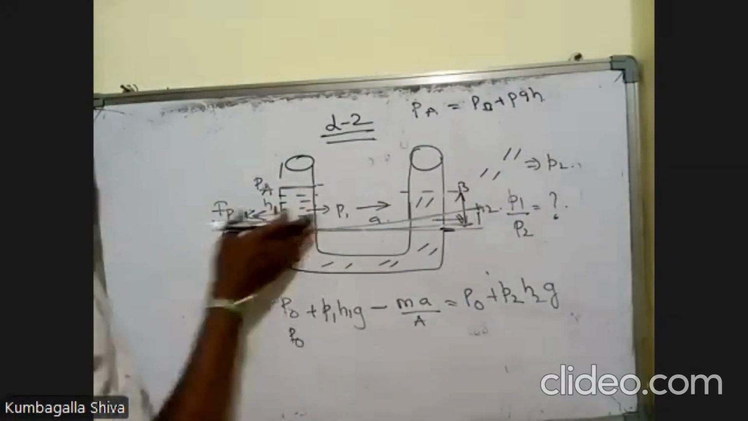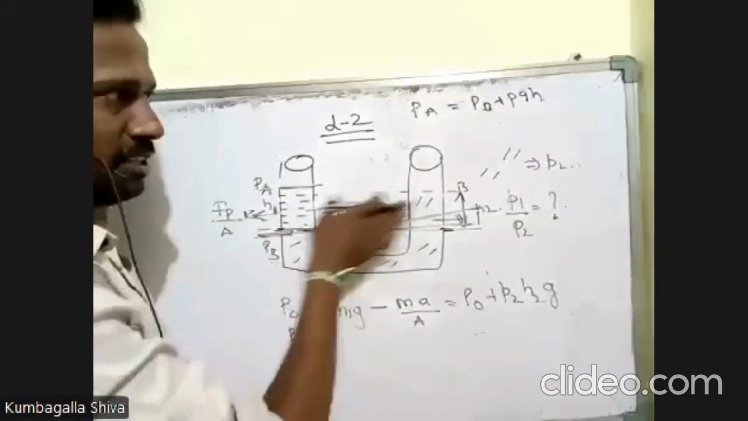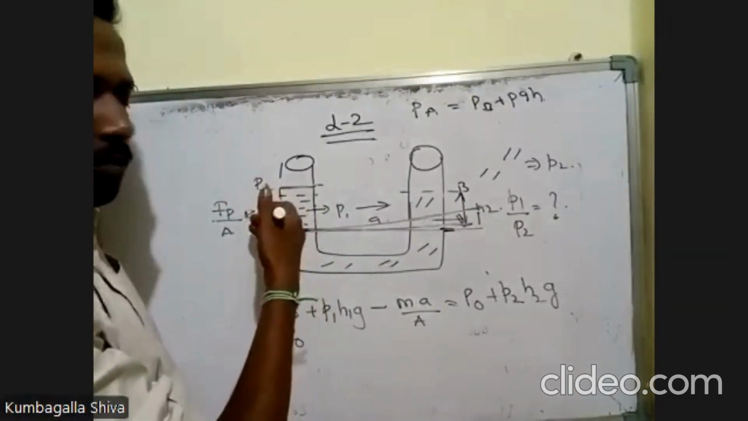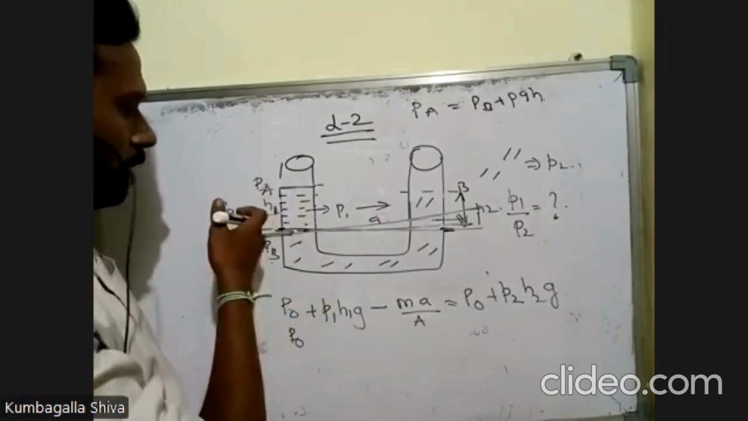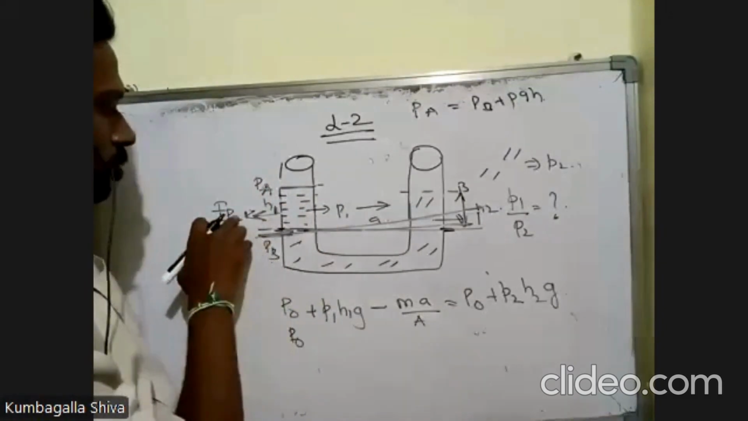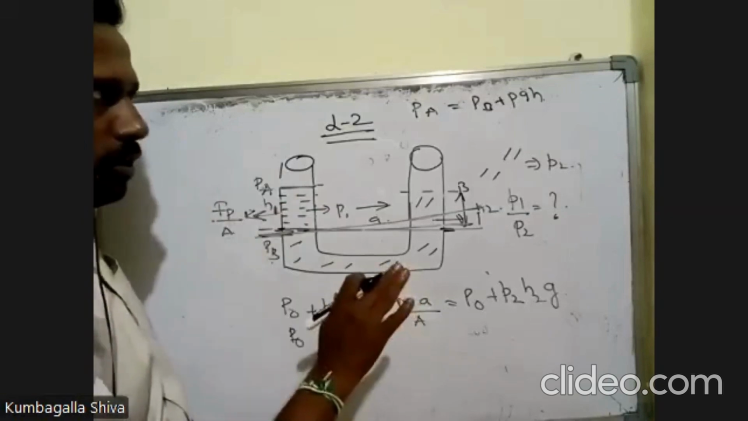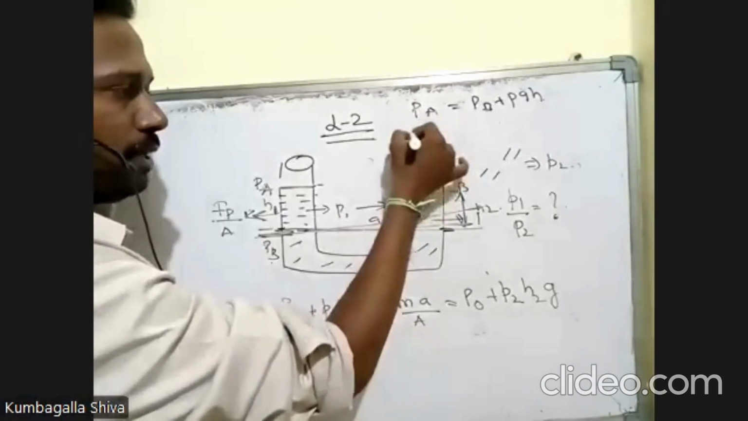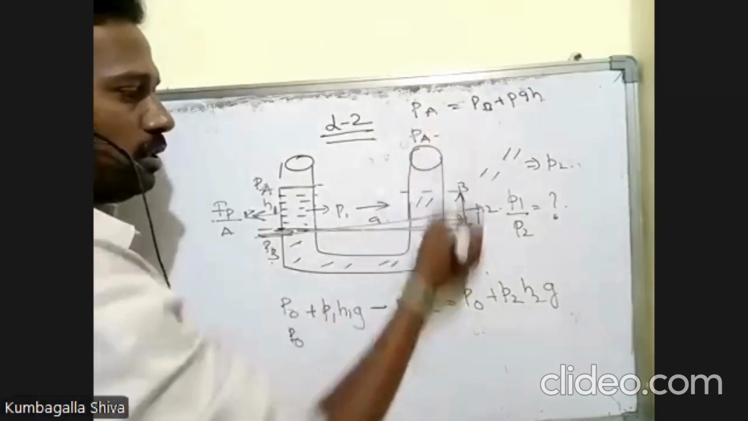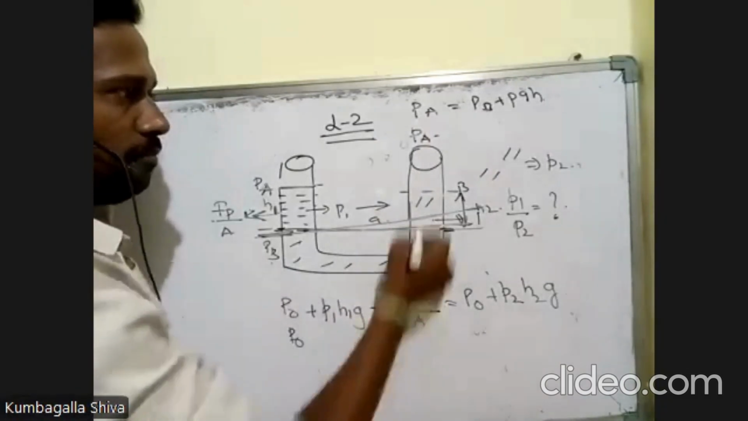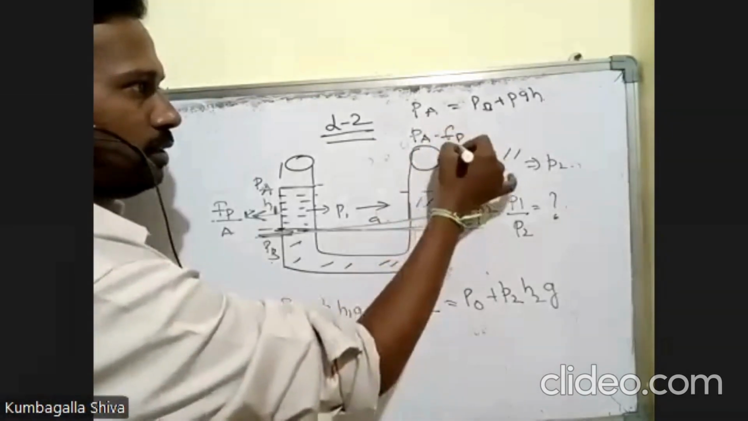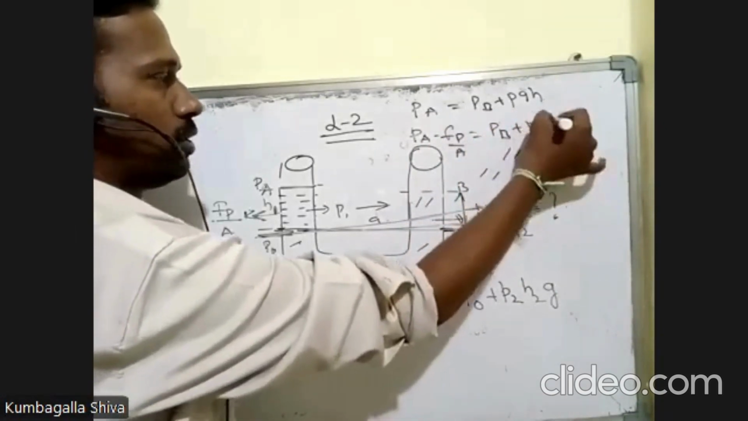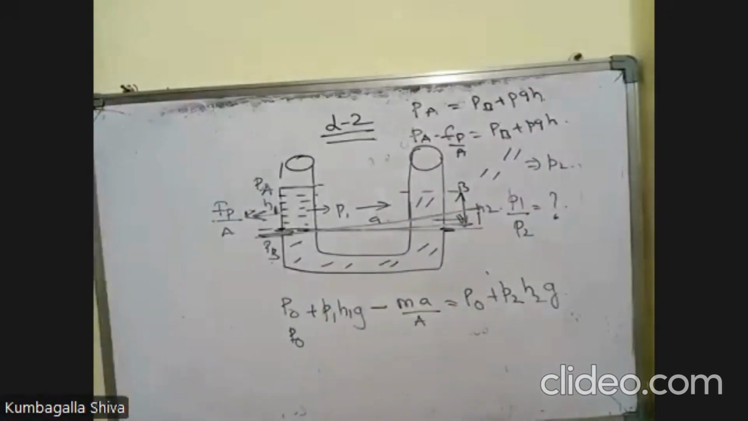But as the system is accelerating in this direction, there is a pseudo force. But for that pseudo force, we can calculate the pressure. How is that pseudo force by A? So whenever you are going through this kind of problem, at this side you generally write PA minus the FP by A is equal to PB plus rho GH. So you can introduce this one, right?